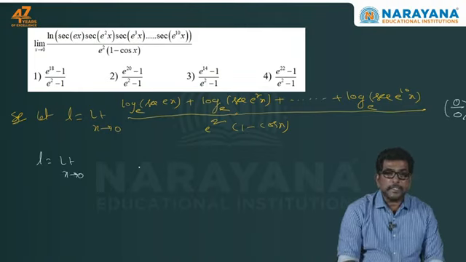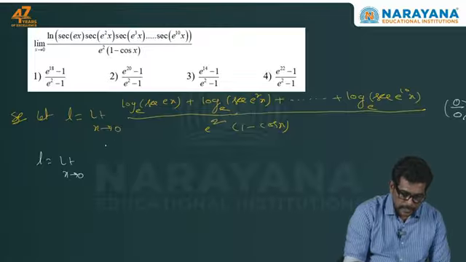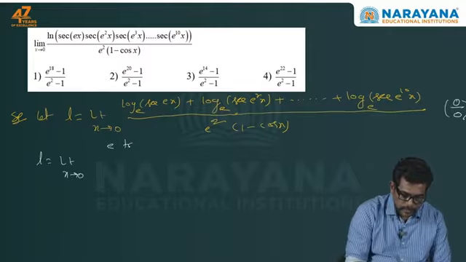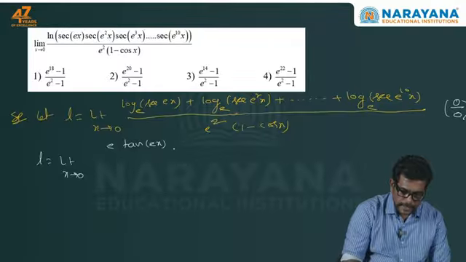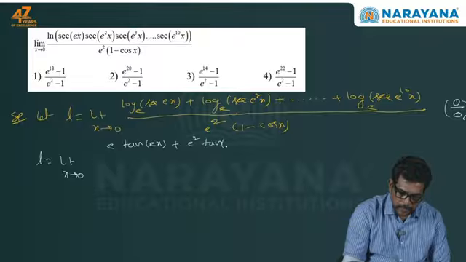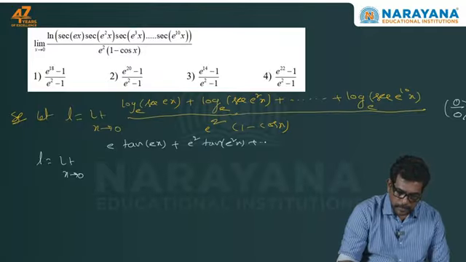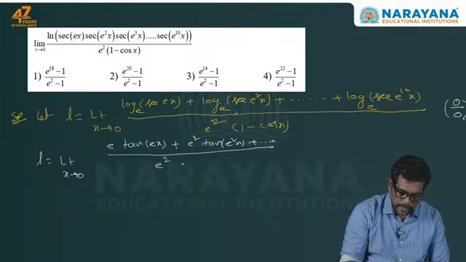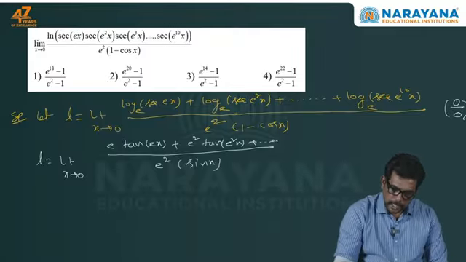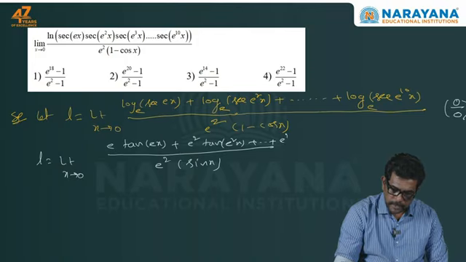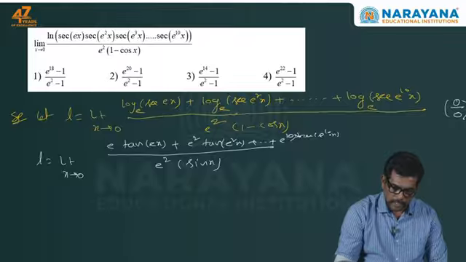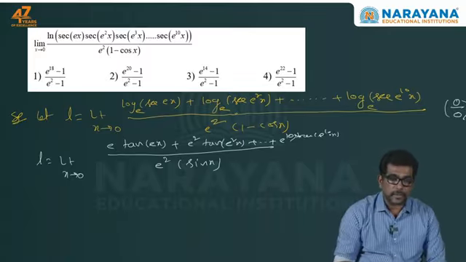Now d by dx of log of secant x becomes, as we know, e times tan ex, plus e square times tan e square x, plus so on, by e square into sin x, we get sin x, and so on. The last term, you know, is e to the power of 10 tan of e to the power of 10 times x.